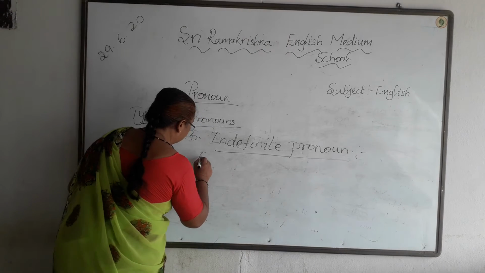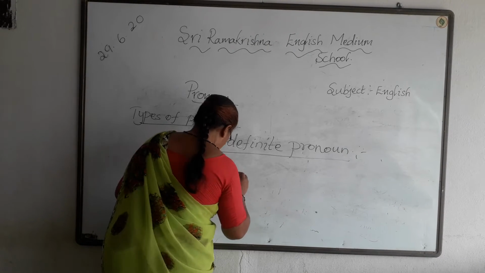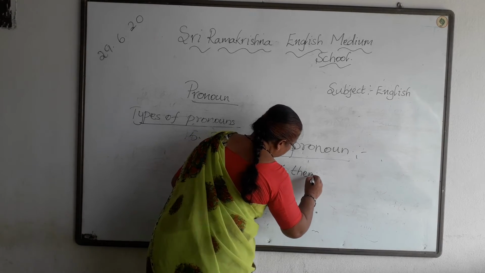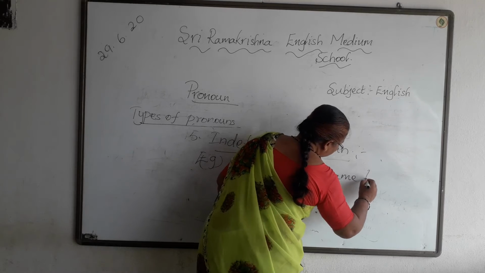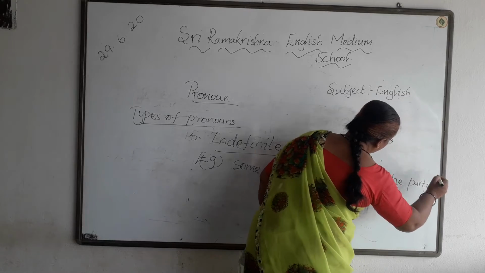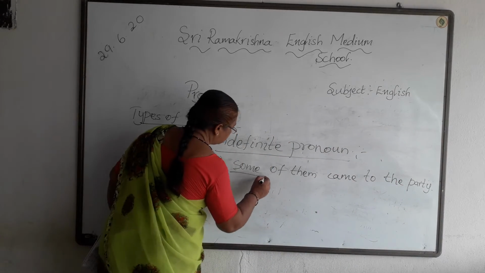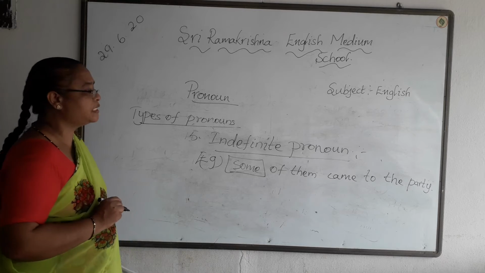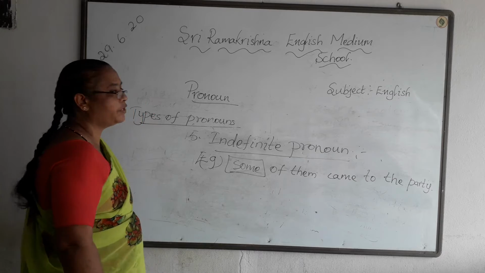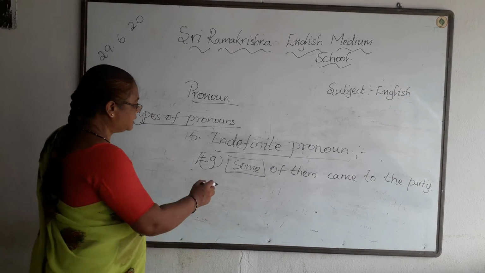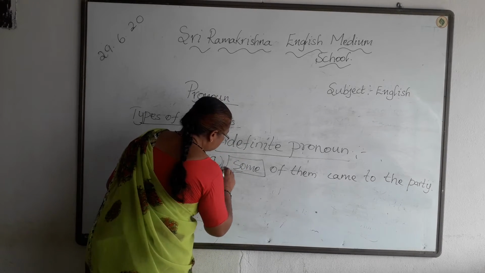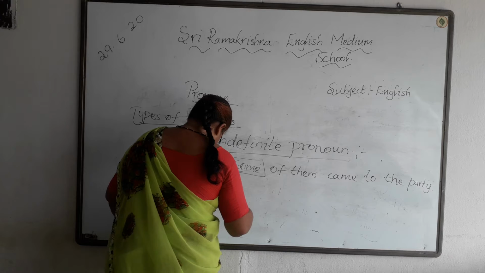Example: Some of them came to the party. Here it doesn't refer to a particular person or thing. So here "some" is the indefinite pronoun. Some of them came to the party. It does not refer to a particular person or thing.